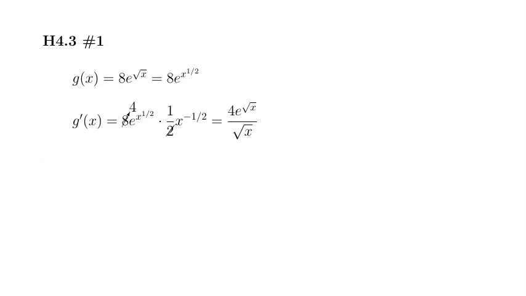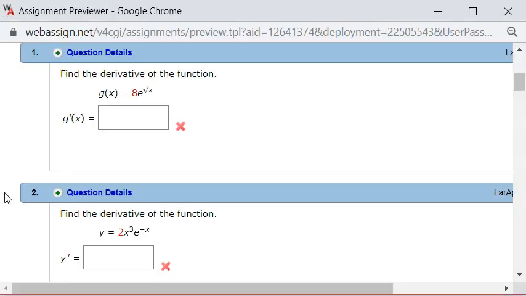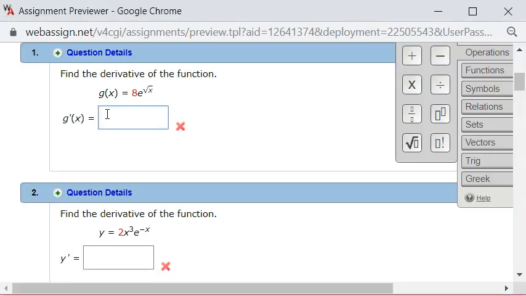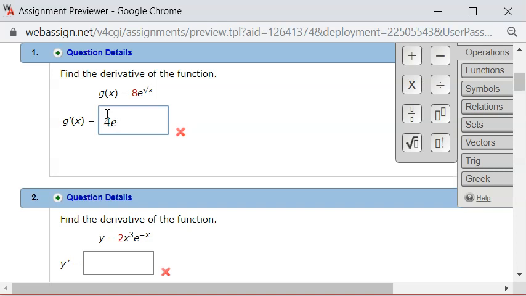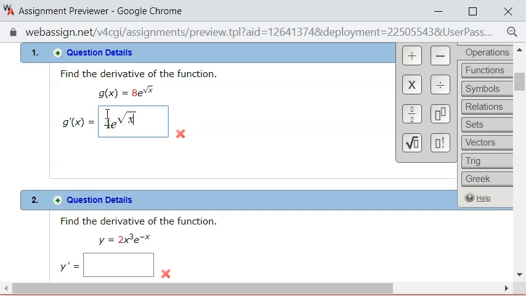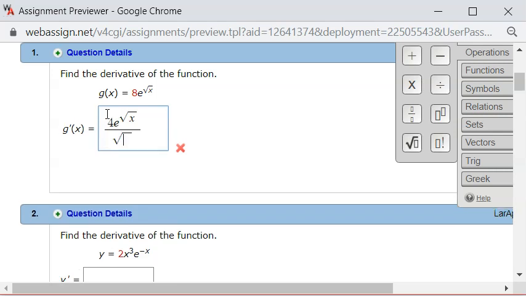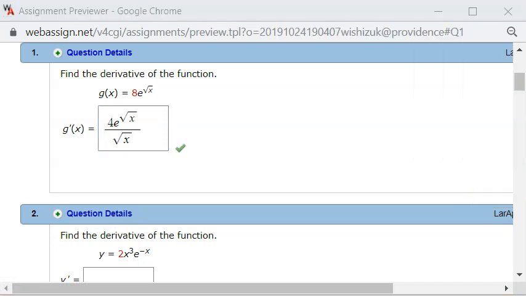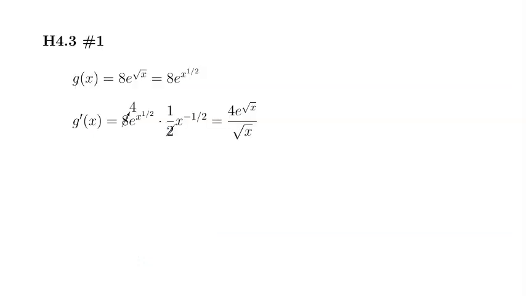All right, let's type it in. So we have 4 e to the square root of x, and then over square root of x. All right, let's check the answer. I came back, and it looks like we got this one correct. All right, that's it. I hope that this was clear.